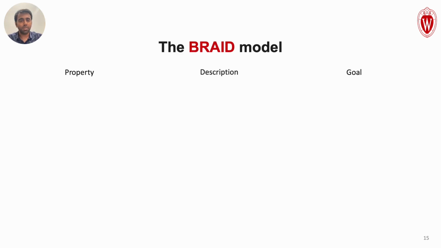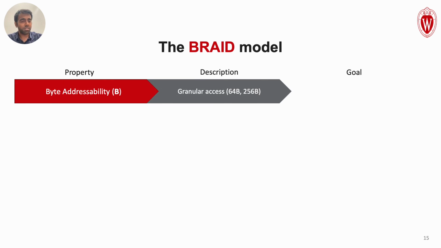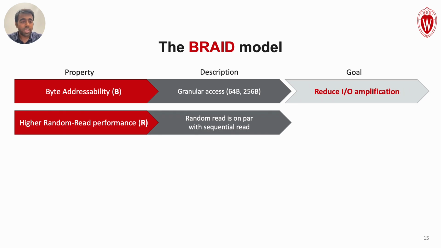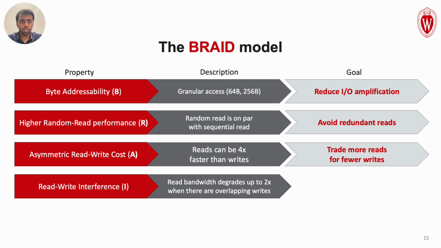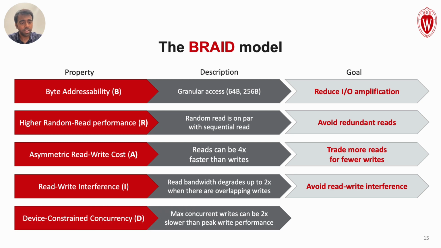Finally, let's generalize the BRAID model for it to be applicable to all data-intensive applications. Applications must be aware of the byte addressability aspect and reduce I/O amplification where possible. Applications must take advantage of the higher random read performance by avoiding redundant reads. They should be aware of the asymmetric read-write cost and trade more reads for fewer writes when possible. The read-write interference is an interesting characteristic, and applications must avoid scheduling reads and writes at the same time. Finally, the device constraint concurrency must be taken care of by managing access concurrency per operation.